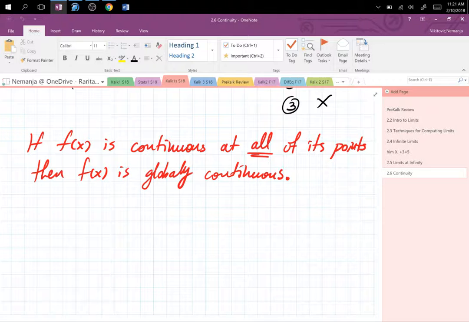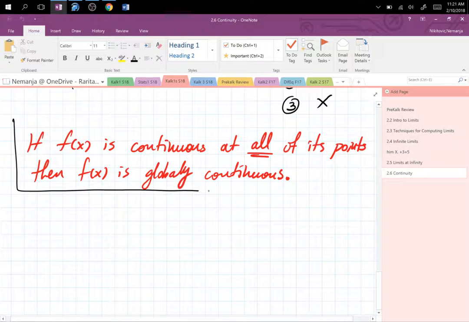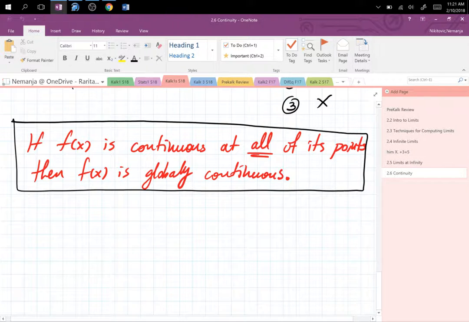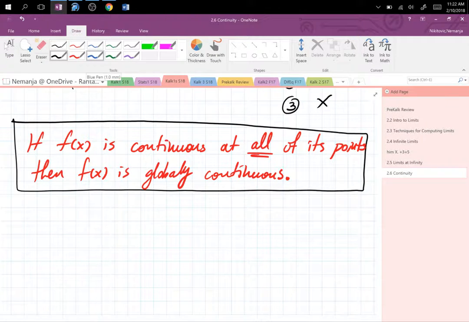Great. So now we have the definition for global continuity. Now note it says all points. How many points are there to, let's say, e to the x? How many points are there to create a graph of e to the x? And you see, to do this, you actually have to compute them all, right? Check them all. A little bit counterproductive, would you say? So this is why you have to learn the theorem.